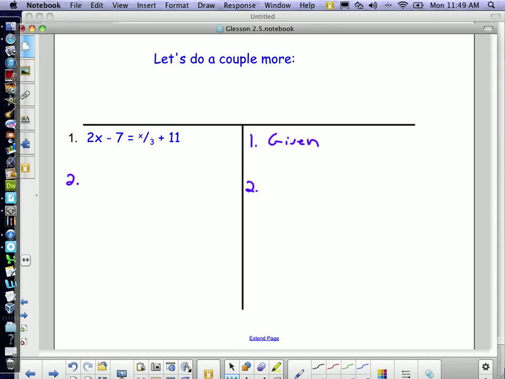Add 7. Add the 7 to both sides. Fantastic. So, see what I did there? I used the fantastic. You see what I did there? And which property is that? Addition. Addition property.